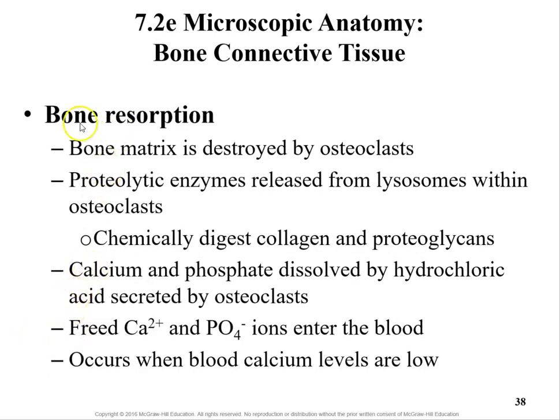Okay, so bone resorption. This is when the bone matrix is destroyed by osteoclasts. Osteoclasts have proteolytic enzymes in their lysosomes that chemically digest collagen and proteoglycans of bone matrix. They also secrete hydrochloric acid, and this dissolves the calcium and phosphate. The calcium and phosphate then enter the bloodstream, and this happens when blood calcium levels are low. So when your blood calcium levels are low, your osteoclast activity is going to increase to a point where your calcium levels in your blood return to normal.